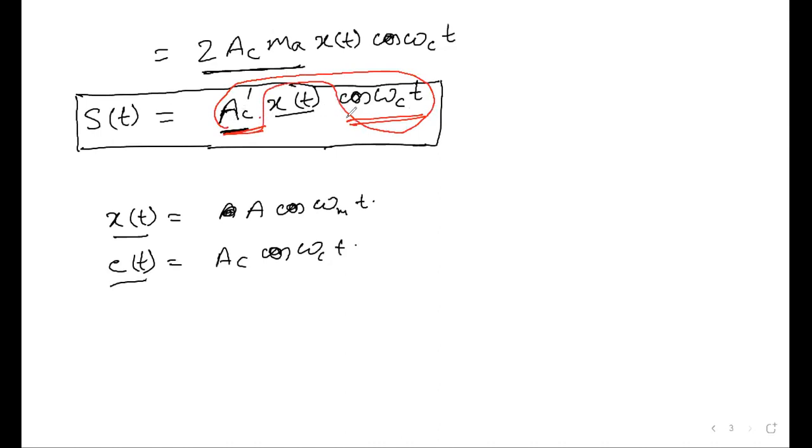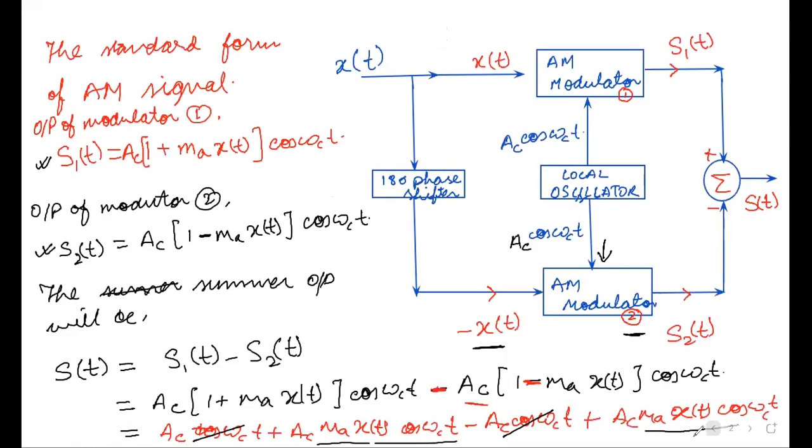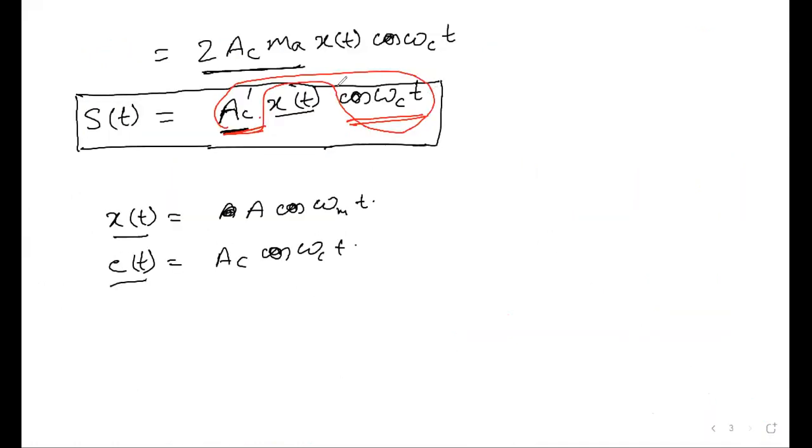AC dash. Oh, have you cut... Yeah. Second last line? So where is MA? Yeah. Have you converted after the second line? Yeah. Or in the next page, in this page. Yes, sir. This AC MA xt cos omega ct.